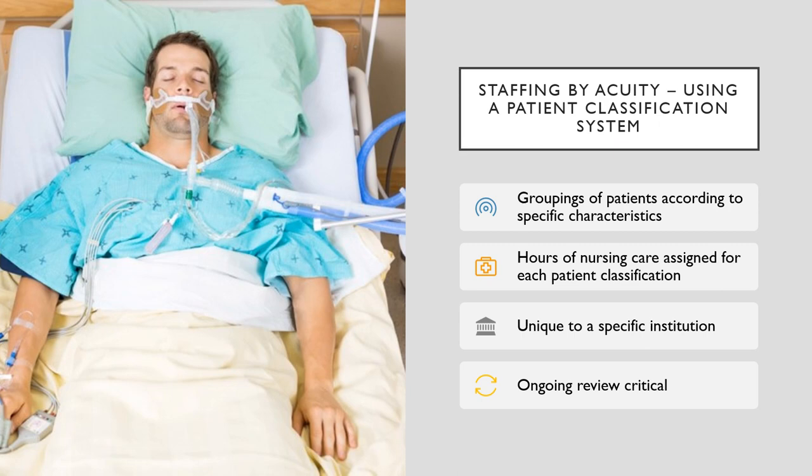Patient classification systems were developed in the 60s as a method to classify patients. Different criteria are used for different systems. Nursing classifies patients based on acuity. These patient care systems group patients according to specific characteristics that measure acuity of illness in an effort to determine both the number and mix of staff needed to provide safe, adequate care. There are several types of patient care systems. Once it's adopted, hours of nursing care must be assigned for each patient classification.